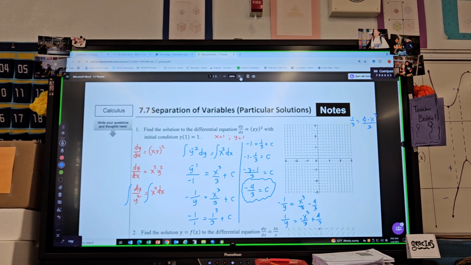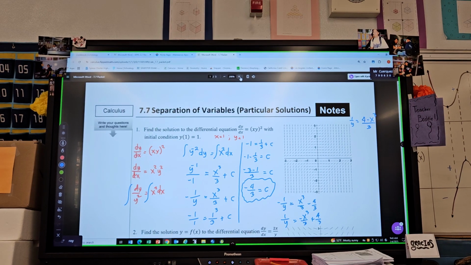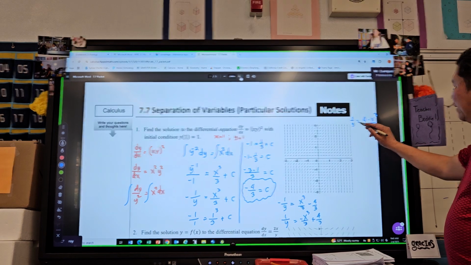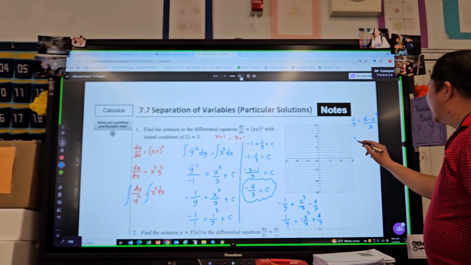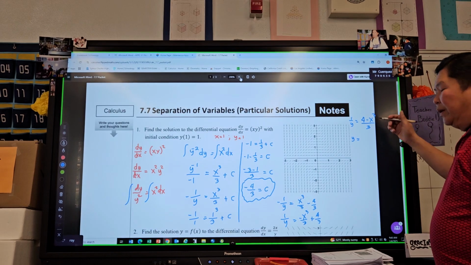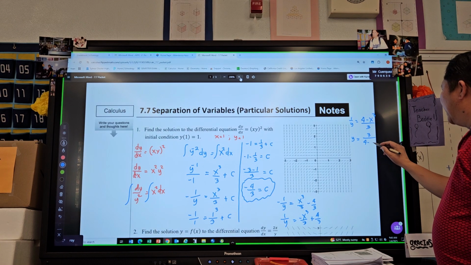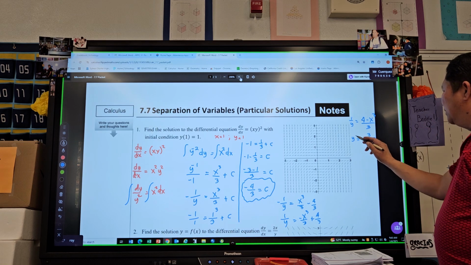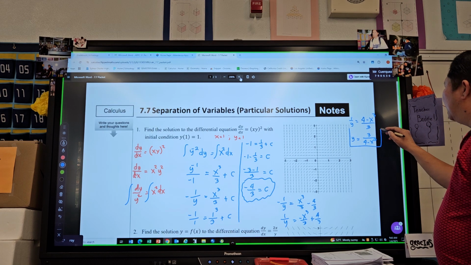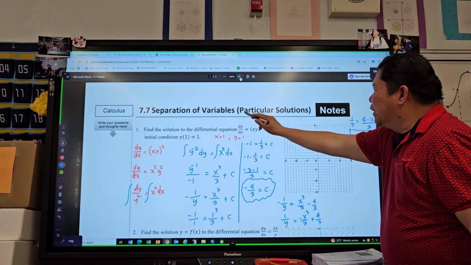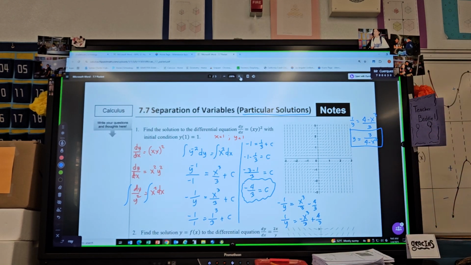So what do we do? Can you still recall what we were doing yesterday? We're gonna reciprocate both sides. Okay, we reciprocate both sides. If we reciprocate this one, we have y is equal to 3 over 4 minus x cubed. And this is our particular solution.